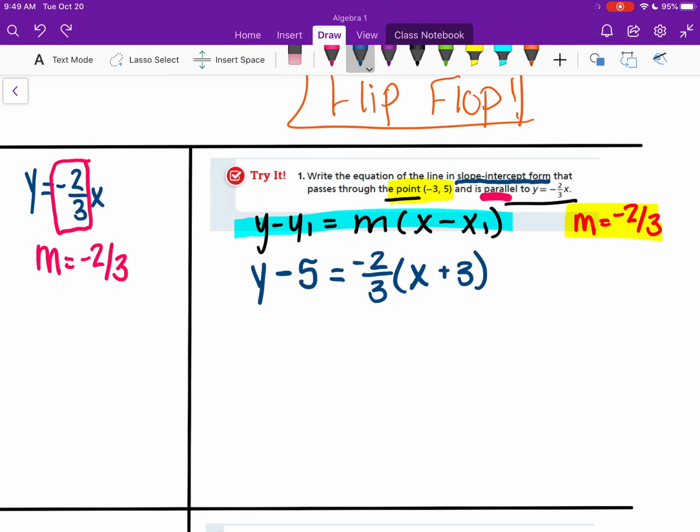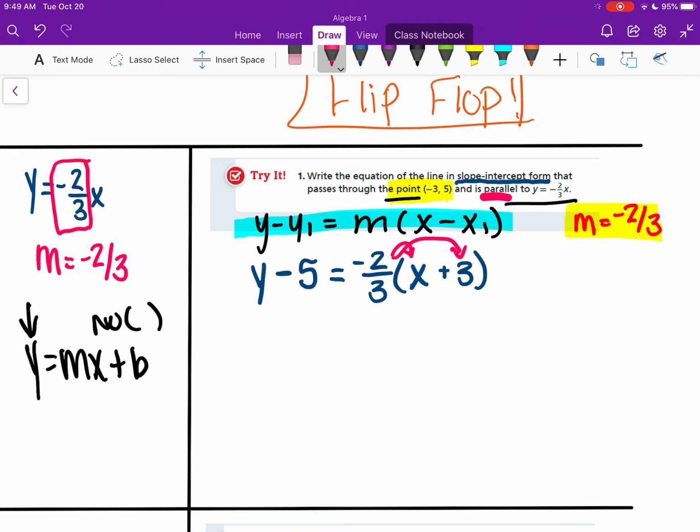But sadly, it says we need slope-intercept form, which, just a reminder, slope-intercept form is y equals mx plus b, aka the y is on its own and there's no parentheses. So all we need to do is get rid of our parentheses. We can use some distribution. Let's start with that. Let's distribute. We're going to end up with y minus 5 equals, if you do negative 2/3 times x, that's just negative 2/3 x. But if you actually multiply negative 2/3 times 3, that just becomes minus 2.